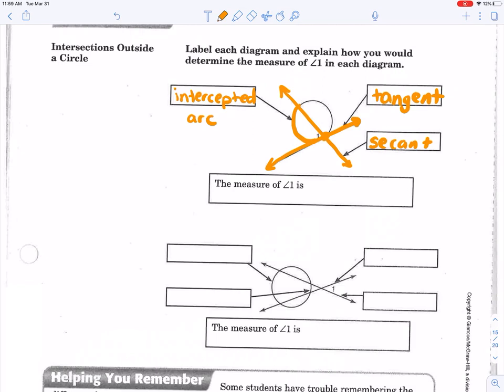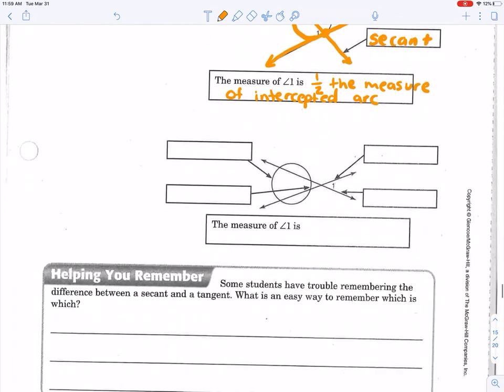Well, I notice the vertex of my angle is on my circle. So if you remember from notes a few days ago, I said the measure of something where the vertex is on the circle is 1/2 the measure of the arc. So if my arc was 100, that means that my angle is going to be 50. It's going to be half of that.